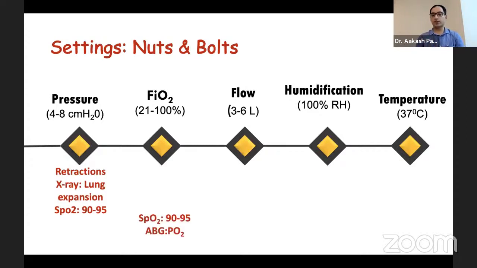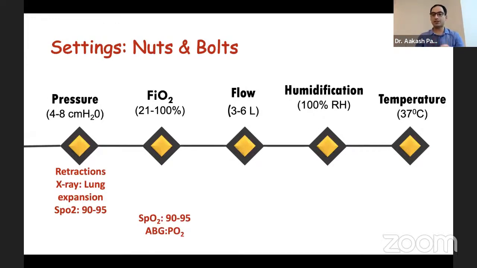Then FiO2: the simplest way is to look at the pulse oximeter and target saturation between 90 to 95. In blood gas, the PO2 in preterm babies should be between 50 to 70. In term babies, we can accept slightly higher, that is 50 to 80.